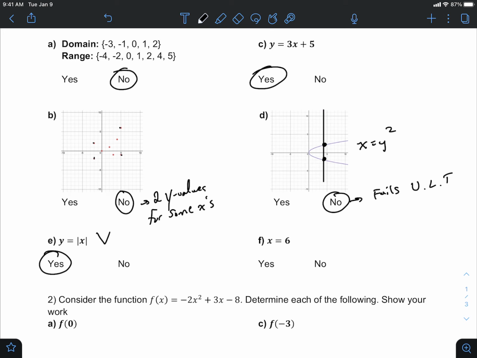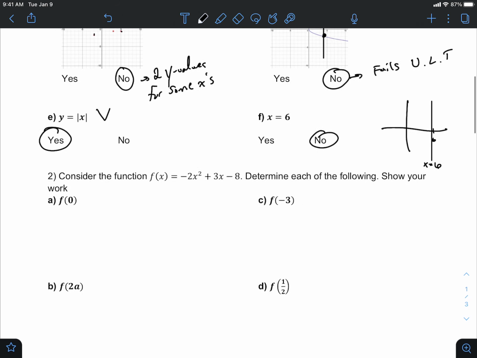Okay, and x equals 6. A little tricky. Do we know what x equals 6 looks like? What's it look like? It's a vertical line. Okay, so if I drew a grid and this was 6, every value along this line is going to have an x value of 6. That's what that means. Okay, so it fails the vertical line test.